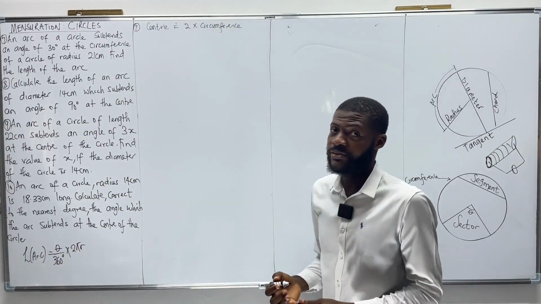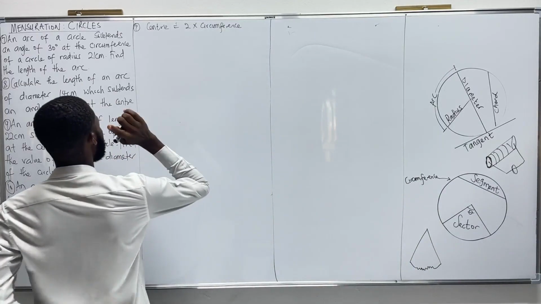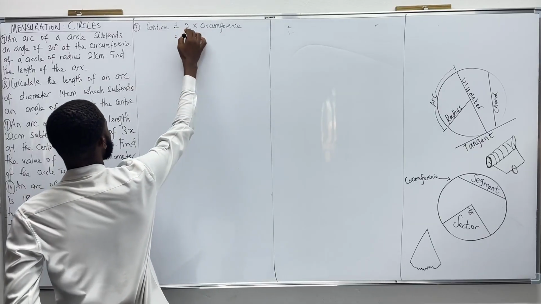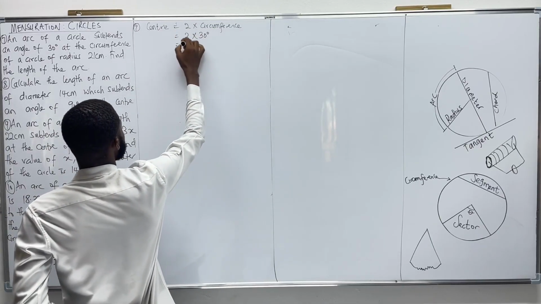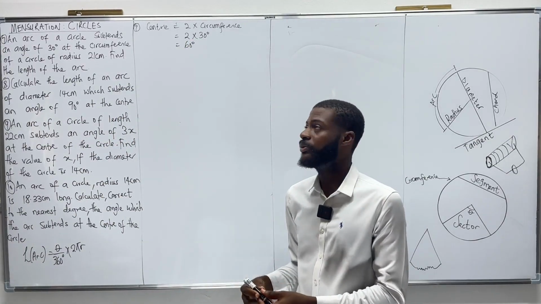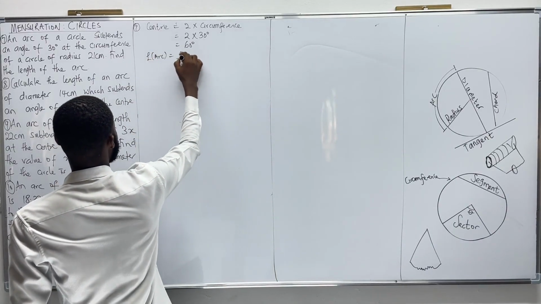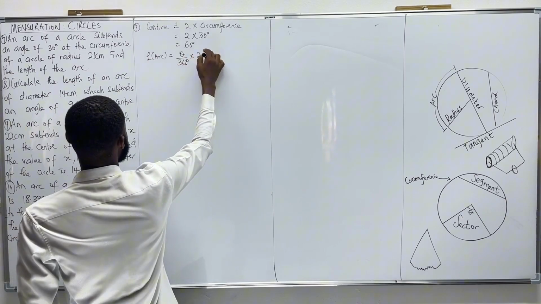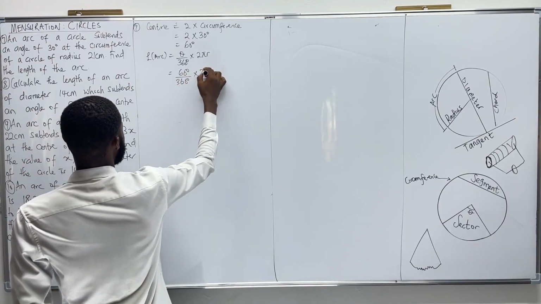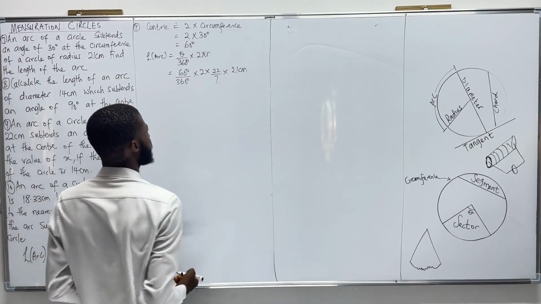Sometimes this happens, so just pay attention. The angle must be at the center. If it's at the circumference, you need to double it. So this will be 2 times 30 degrees, so that's 60 degrees. This is what I'm going to be using. So the length of the arc is theta over 360 degrees times 2 pi radius. So that will be 60 degrees over 360 times 2 times 22 over 7 times 21 centimeters.